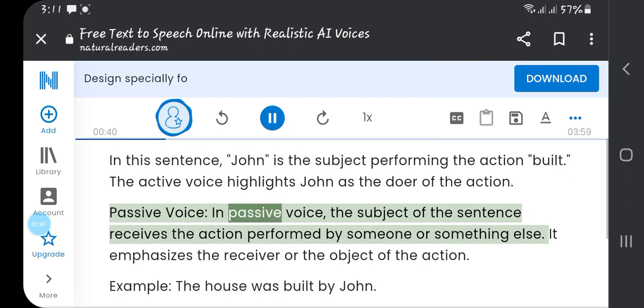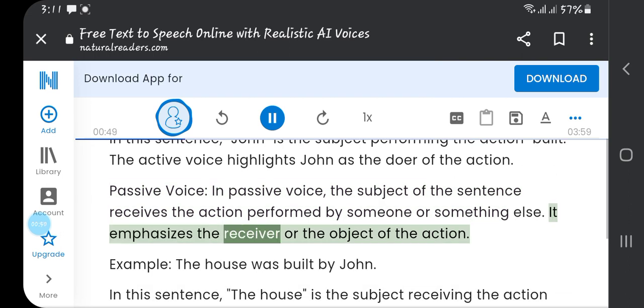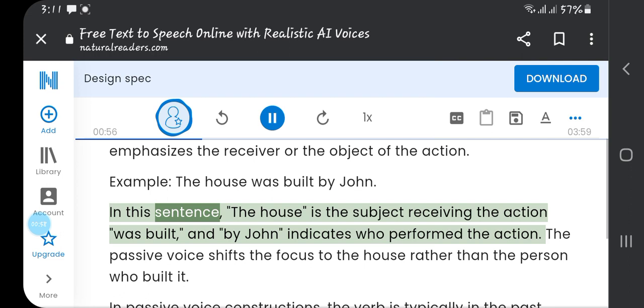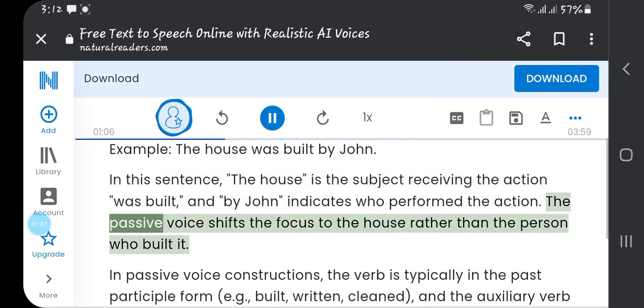Passive voice. In passive voice, the subject of the sentence receives the action performed by someone or something else. It emphasizes the receiver or the object of the action. Example: the house was built by John. In this sentence, the house is the subject receiving the action was built, and by John indicates who performed the action. The passive voice shifts the focus to the house rather than the person who built it.